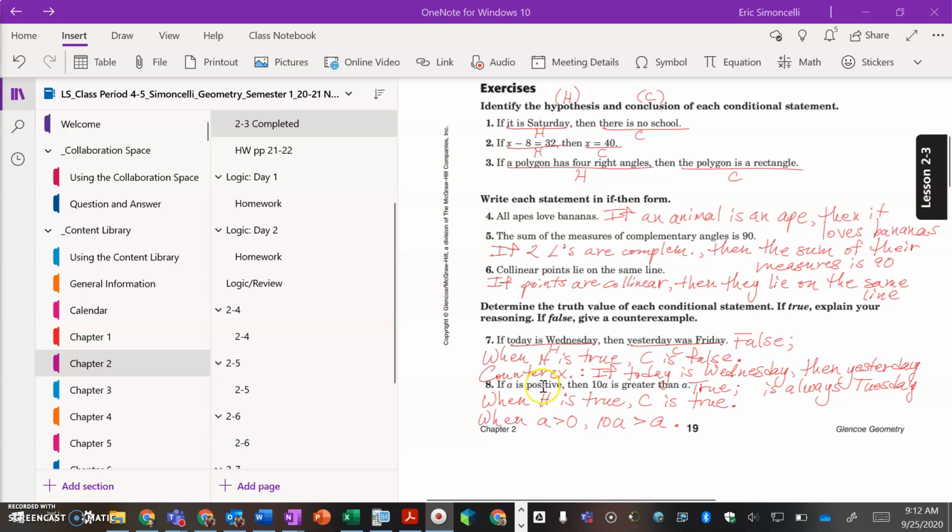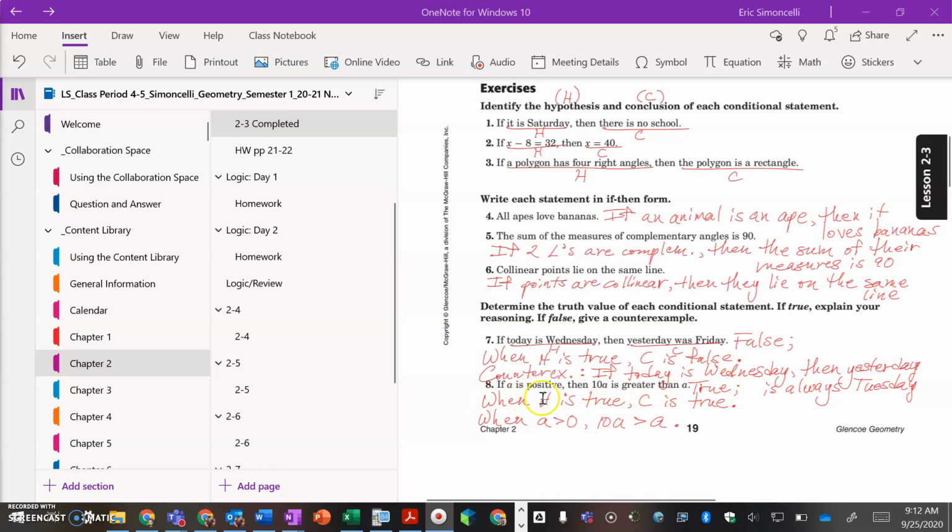Okay, a counterexample, if you recall, is one situation that disproves things. So a counterexample would be, if today is Wednesday, then yesterday is always Tuesday. So when you make this statement, you're essentially saying that obviously the statement is not true. So the counterexample is why it's a false statement.